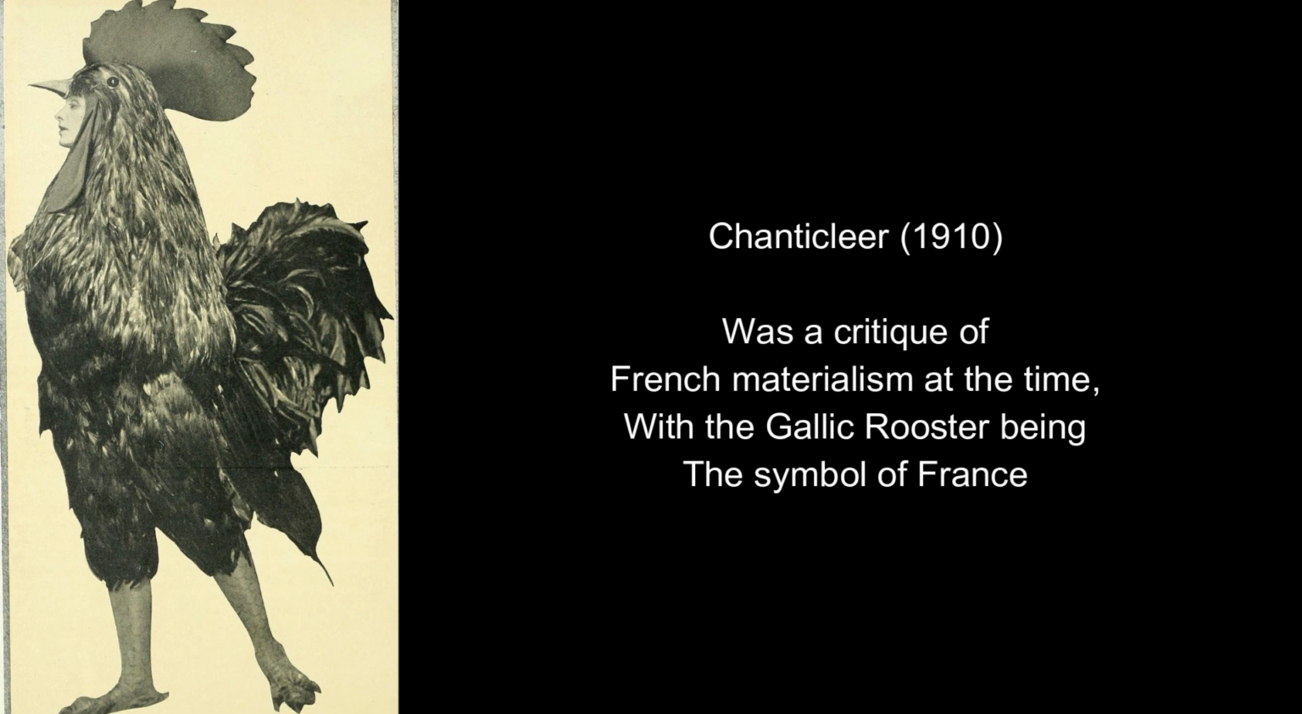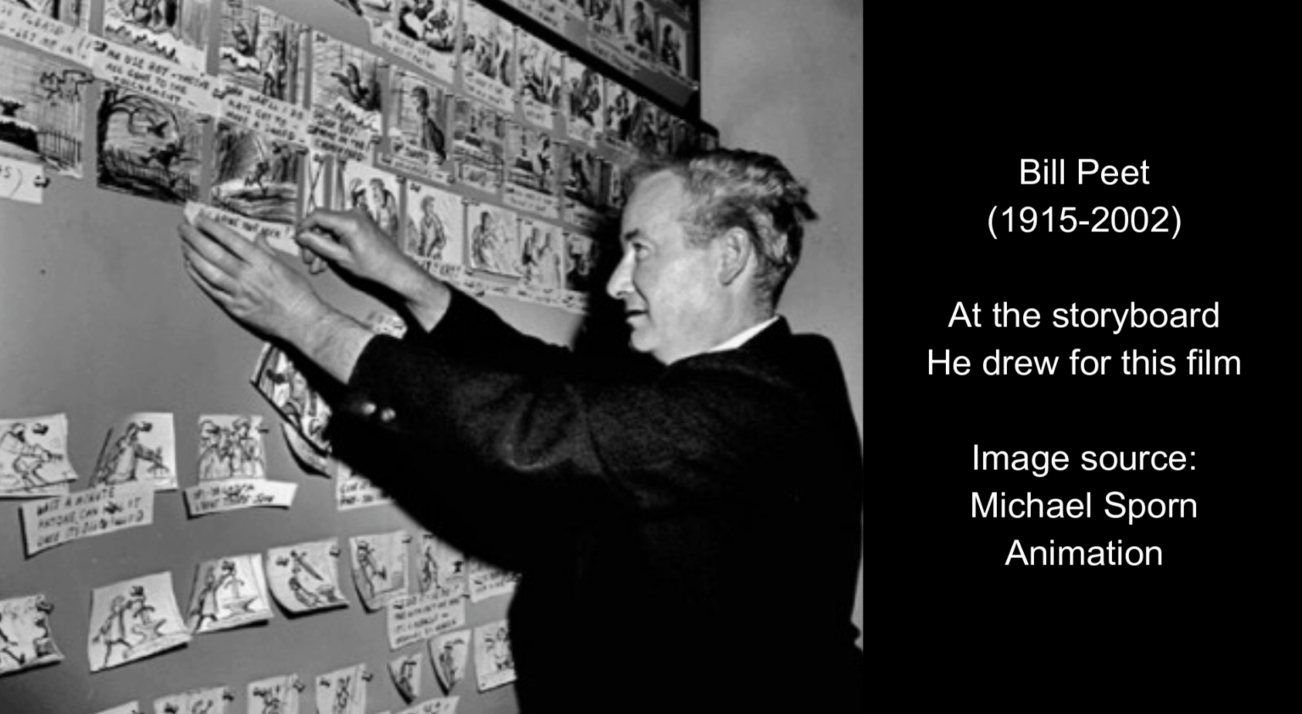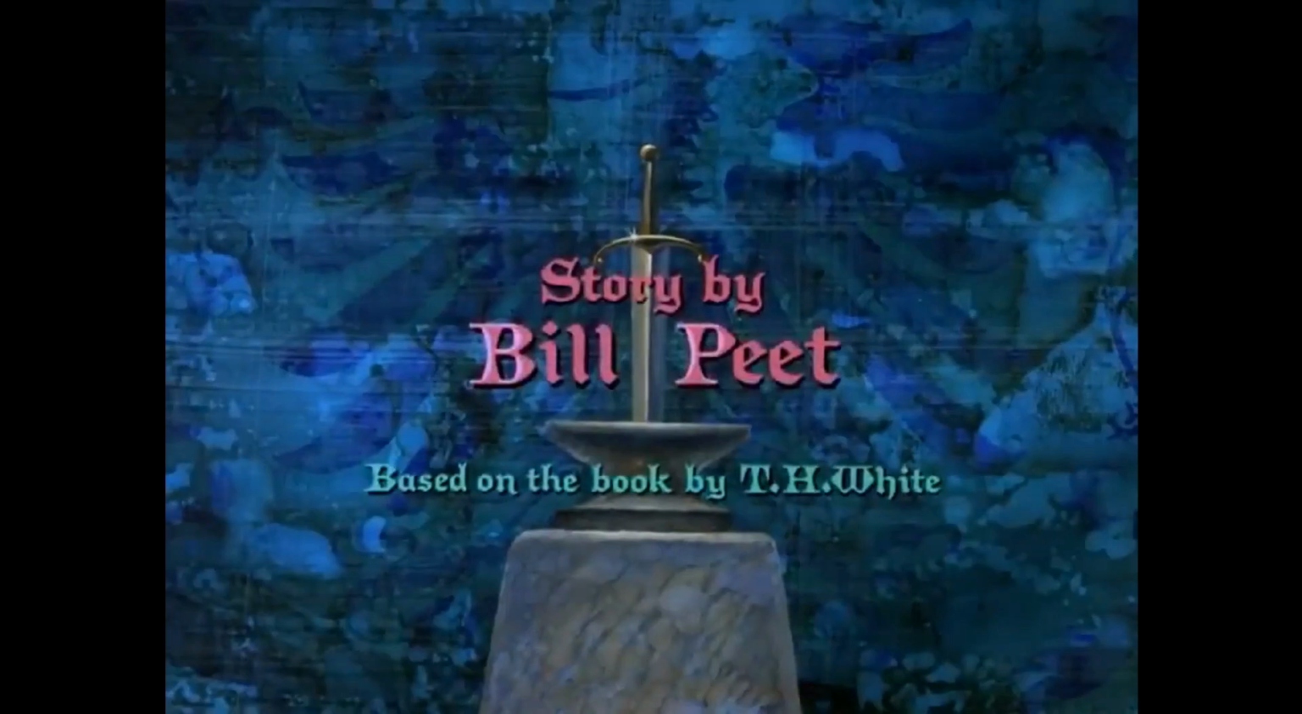The story is about a rooster and there are other farmyard animals as well, and that was going to be a film that was going to come out at the same time as The Sword in the Stone. However, Disney ended up picking Bill Peet, who was the sole writer for 101 Dalmatians, covered in the last video, and he asked him once again to be the sole writer for this film, which was going to be The Sword and the Stone. And he said that Chanticleer was going to be scrapped.